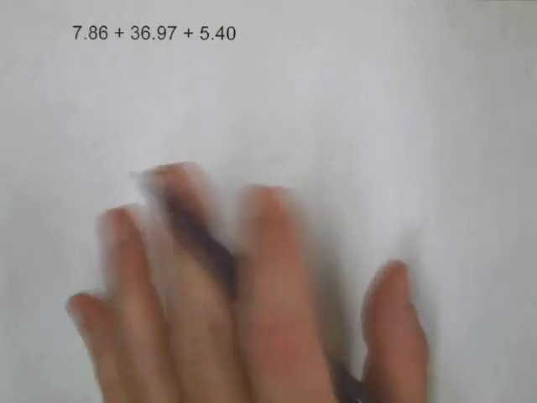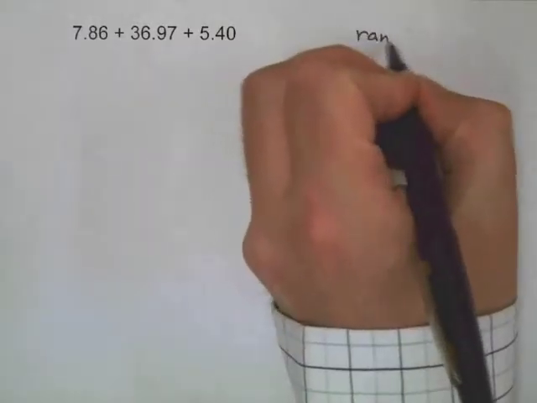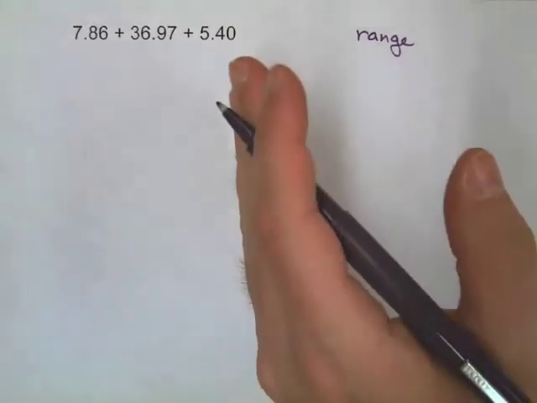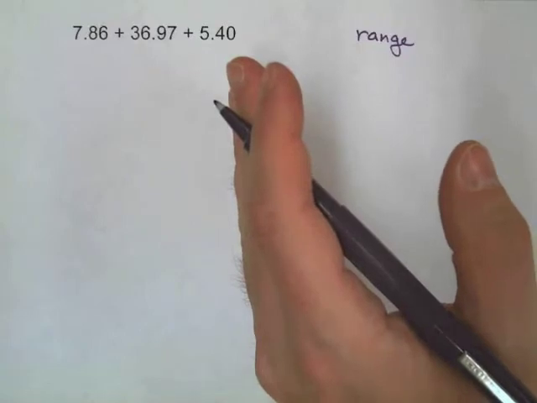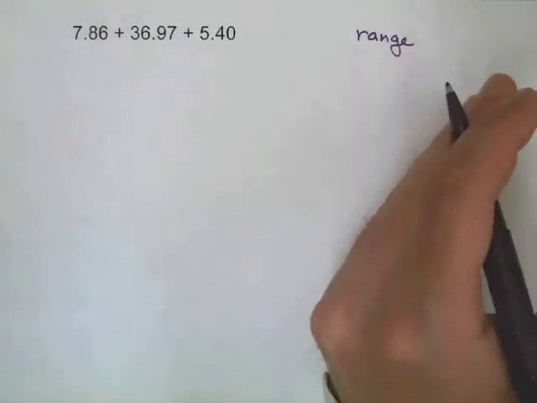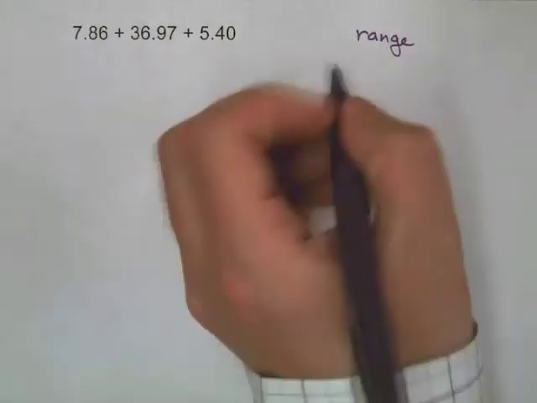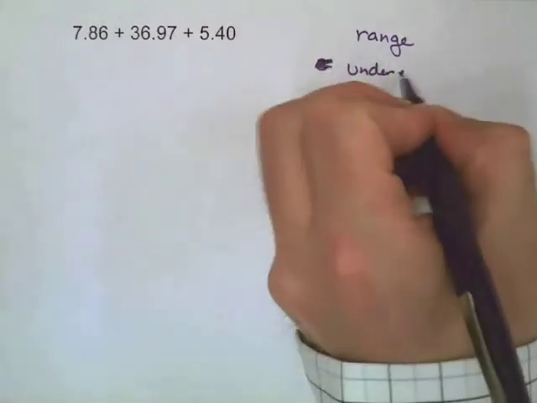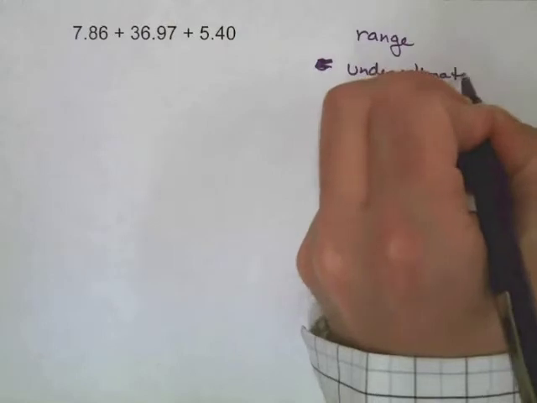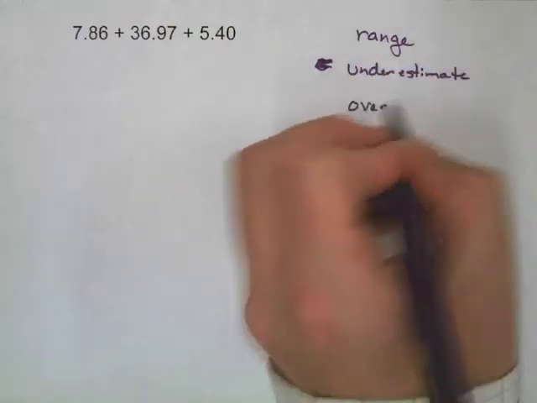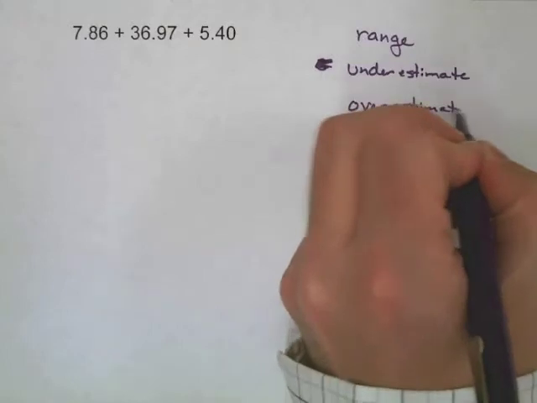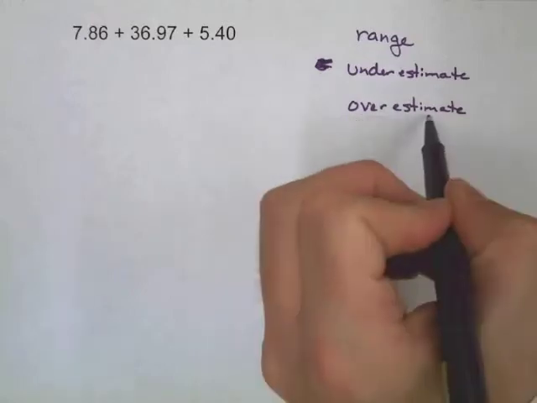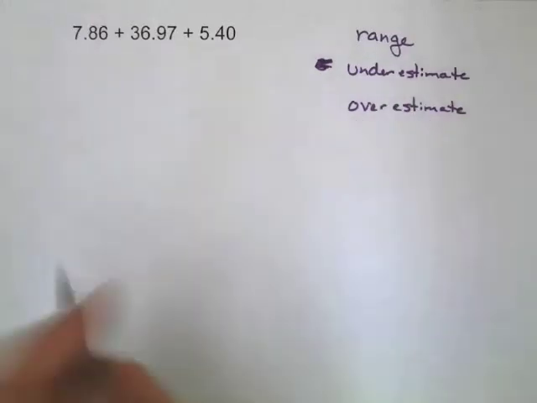well, what if I know a range? And a range just means what's the smallest possible, what is a smaller number, something that's under the exact number, and something that's over the exact number. Our exact answer will fall somewhere in between. So we have an underestimate, and we have an overestimate. And our exact answer falls somewhere in between. This one's going to be too small, this one's going to be too big, and our exact answer will fall somewhere in the middle. So how might we do that?